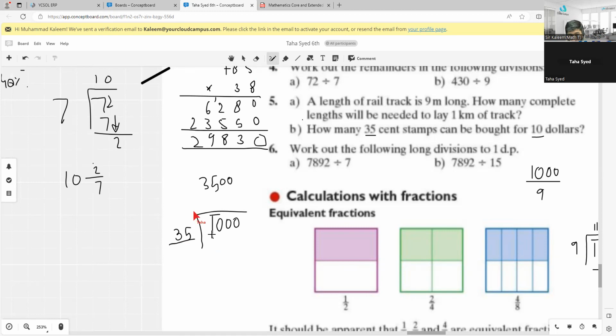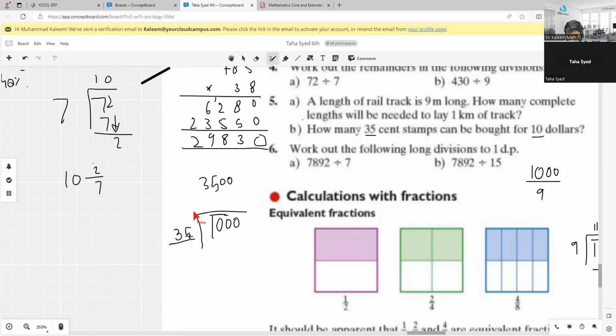That is 0. So when we combine 0 with 1, it gives you 10. 10 is still not divisible by 35. 10 is a smaller number, so you have to combine the next digit, that is again 0. That makes 100. 100 is greater than 35, greater than the divisor. So you have to count the table of 35, the divisor.